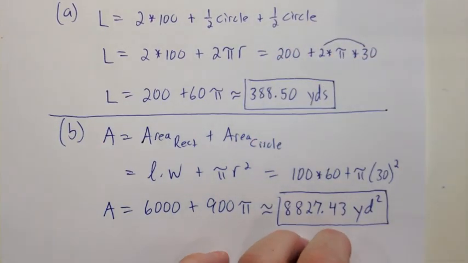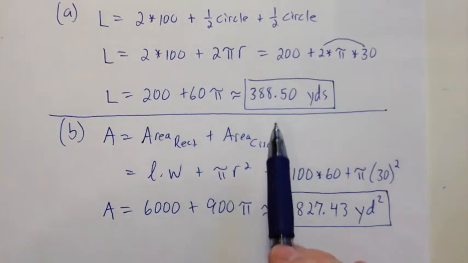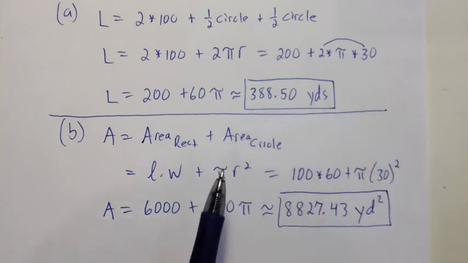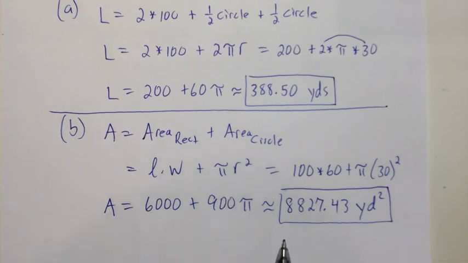And then just a quick comment on, why would we want to know these things? Well, if we were running the track, we'd want to know how far it was to do a lap. But the infield, maybe that's grass, and we want to know how much area do we have to mow if we're the gardener or something like that. Okay.